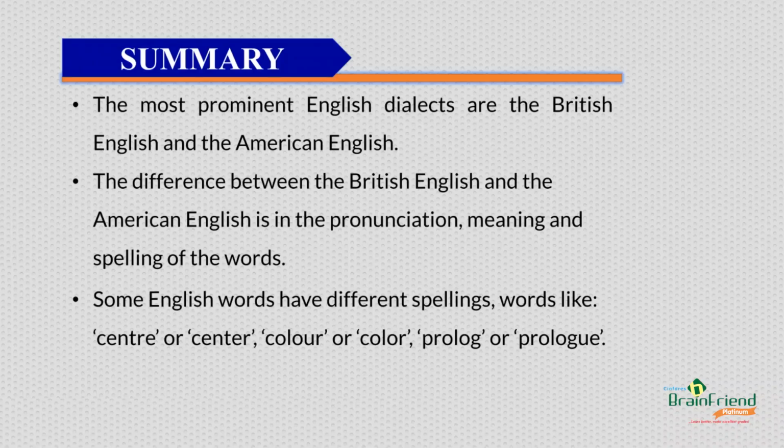I'm sure you've enjoyed the lesson so far, but before we go, let's see all we've learnt so far. First, we've learnt that the most prominent English dialects are the British English and the American English. Also, we've learnt that the difference between the British English and the American English is in the pronunciation, meaning, and spelling of the words. And lastly, some English words have different spellings. Words like center, color, prologue, and so on.